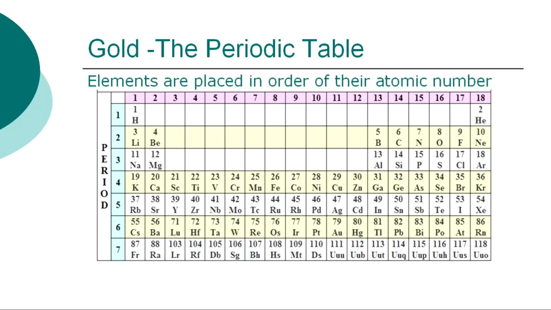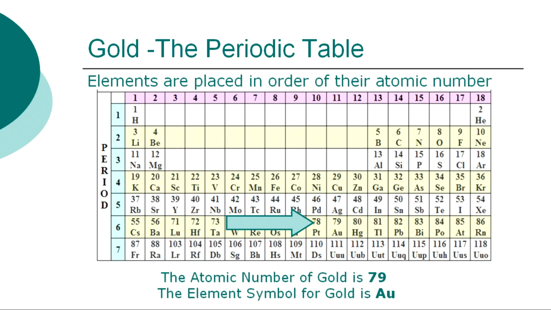The periodic table is a chart showing the symbols and the atomic numbers of all known elements, such as gold, in one large grid. The chemical elements of the periodic table are placed in order of their atomic numbers. Atomic numbers increase as you move across a row, called a group, or down a column, called a period. The atomic number of gold is 79. The element symbol for gold is Au.